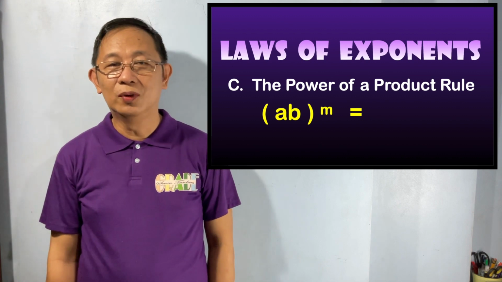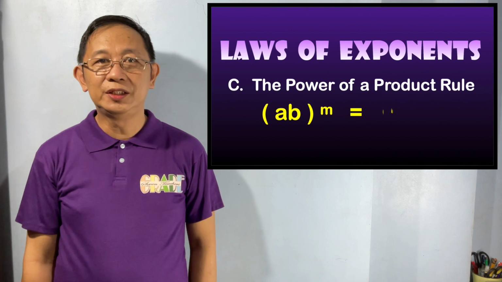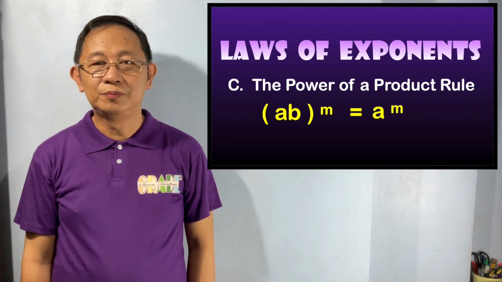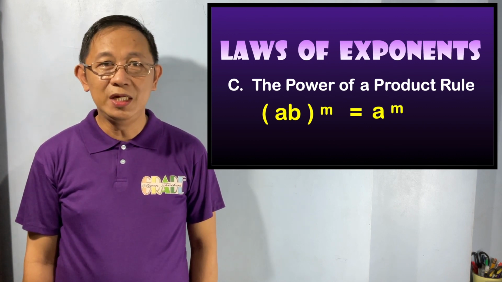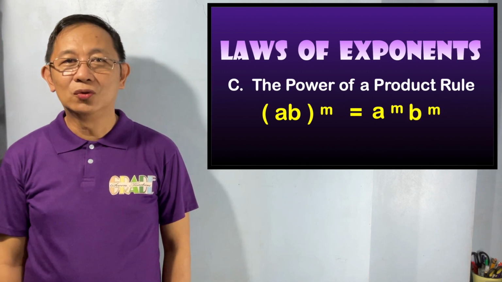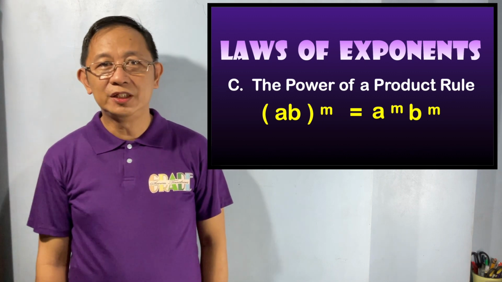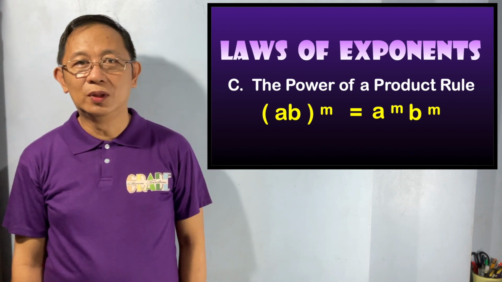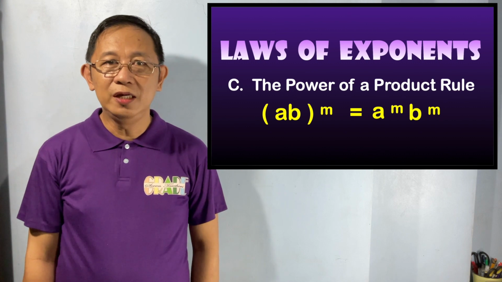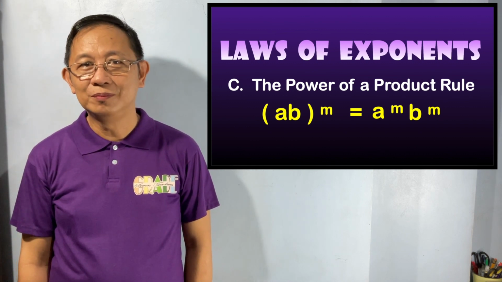So this is equal to A raised to the m power and B raised to the m power. So quantity AB raised to the m power is equal to A raised to the m power, B raised to the m power.